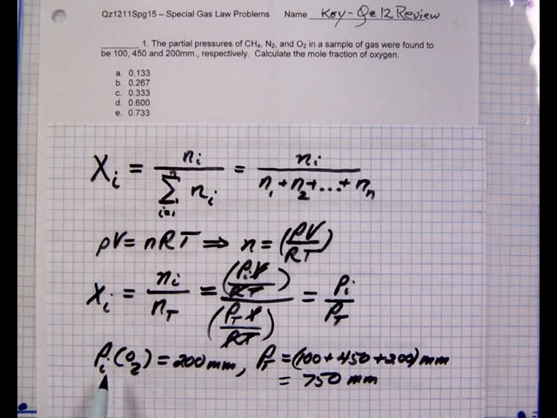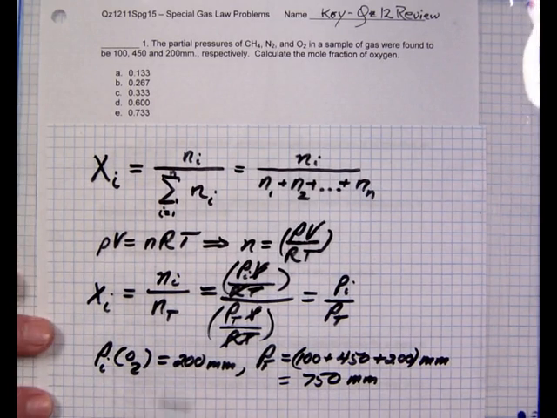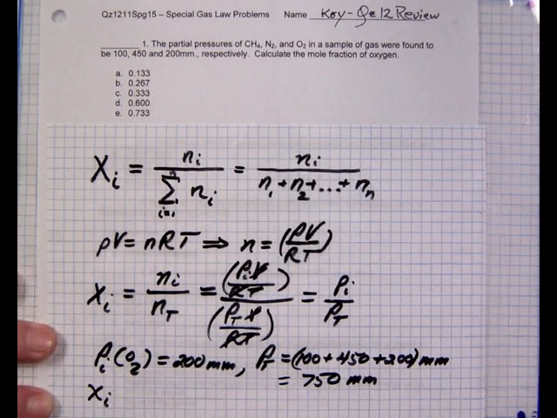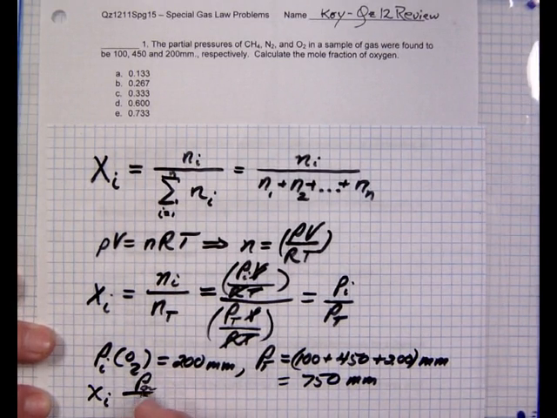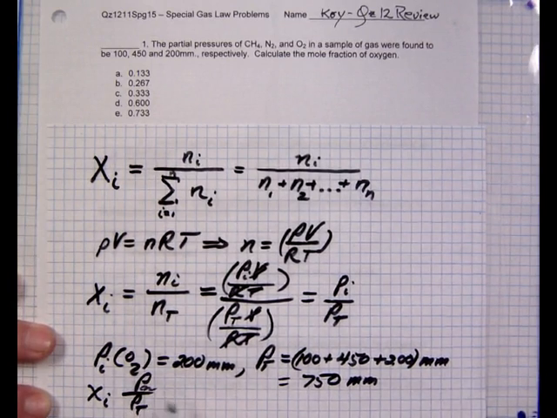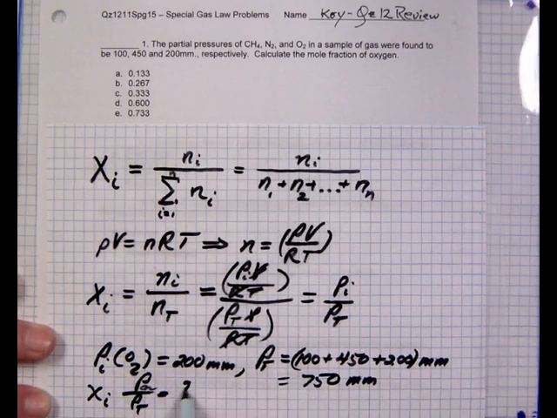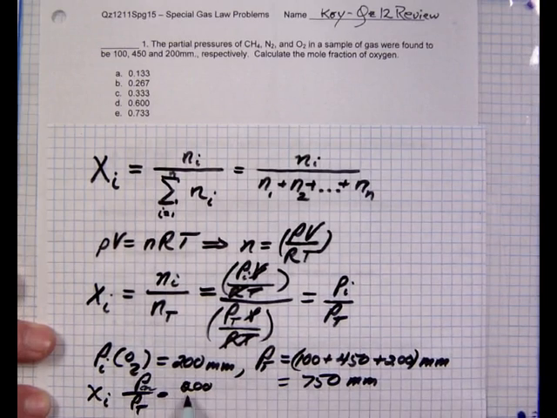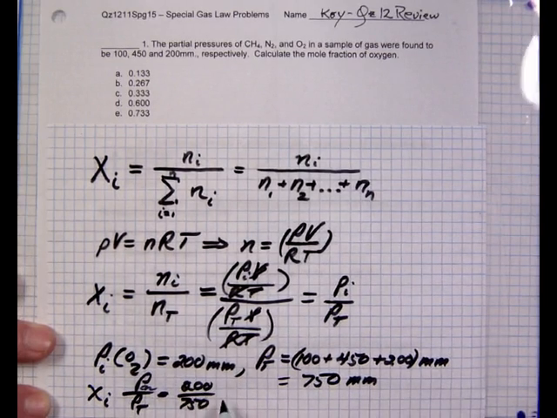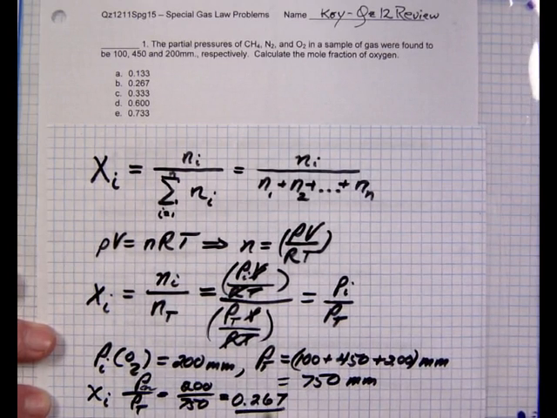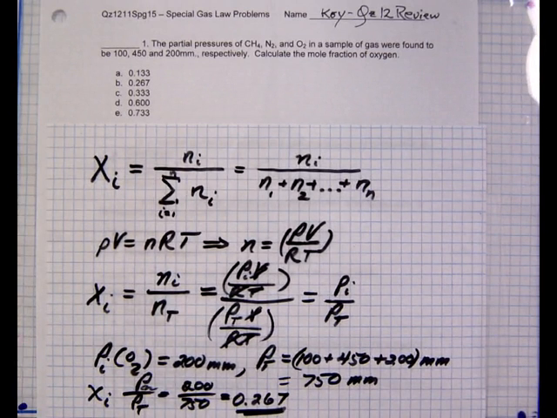So now we can take the individual pressure divided by the total pressure and have the mole fraction. So the mole fraction in terms of the partial pressures, pressure of O2 divided by the total pressure, is now 200 millimeters, which will cancel out, over 750, to equal 0.267. And that would give you choice B in that problem.